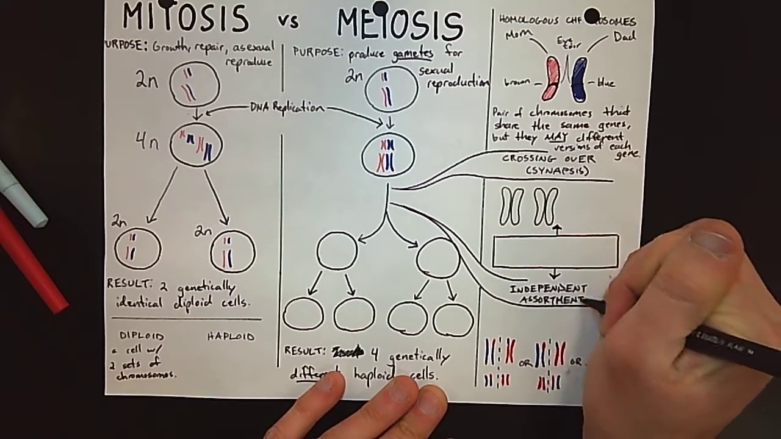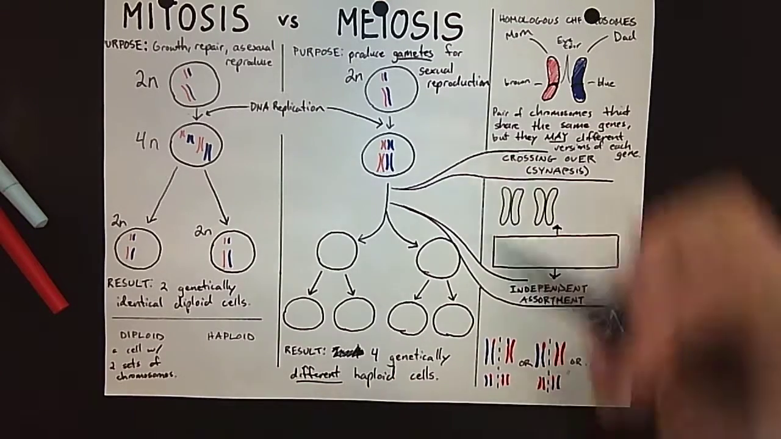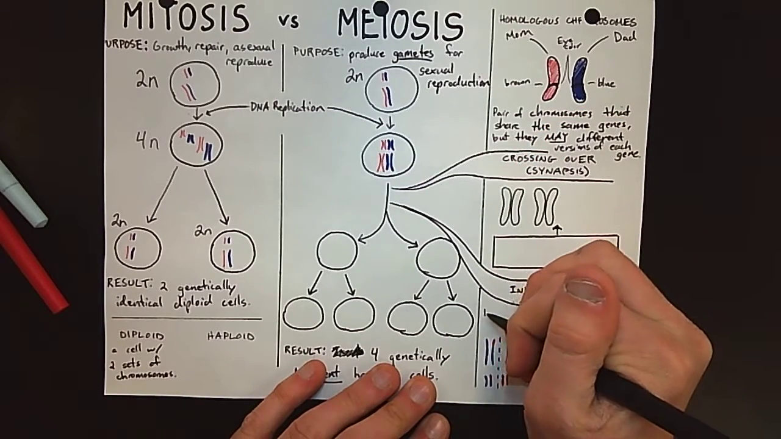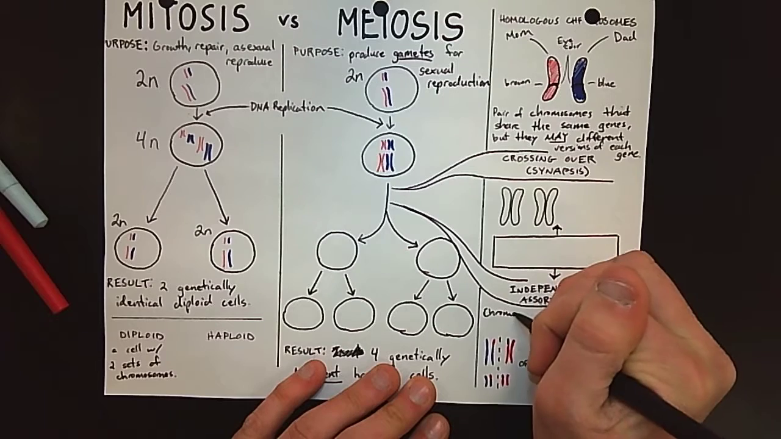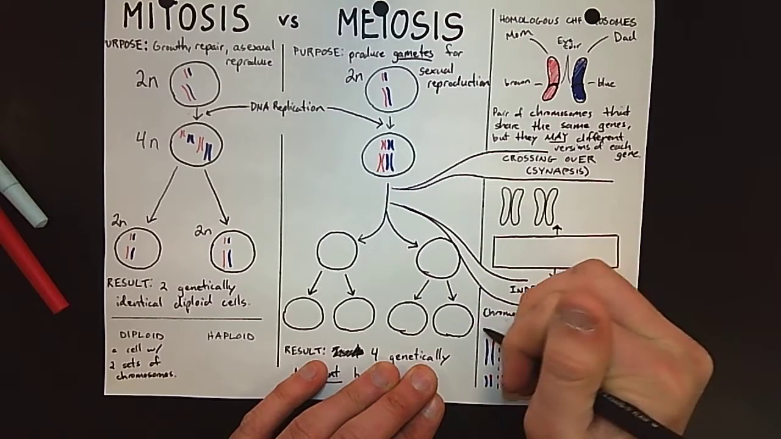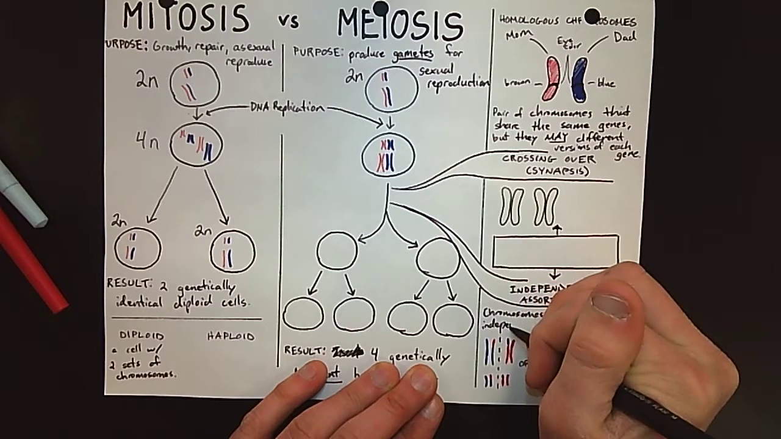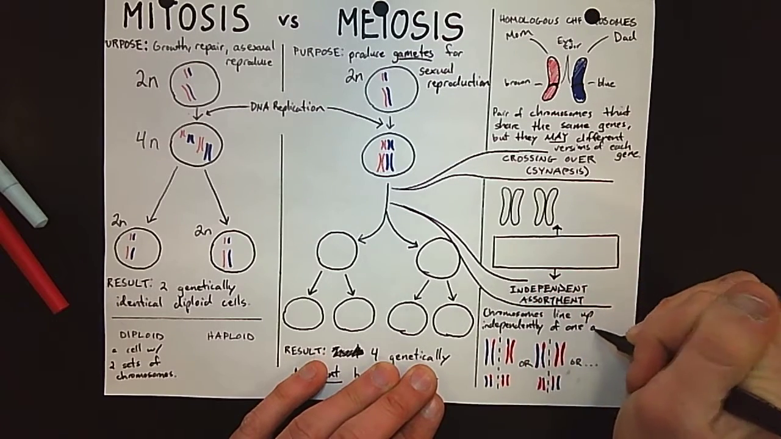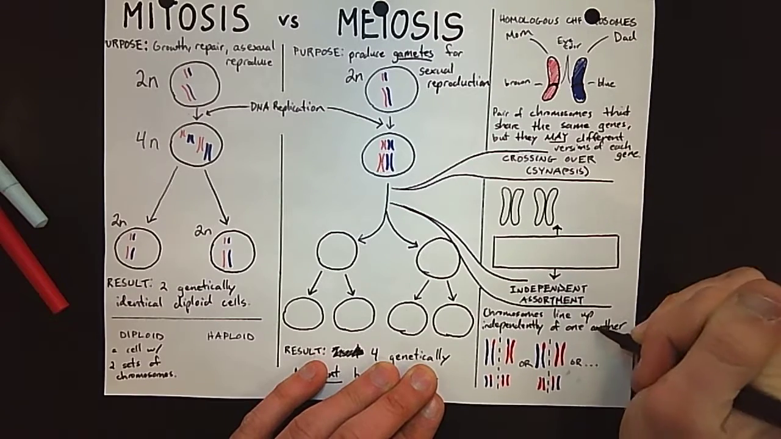Okay. And independent assortment is the fact that the chromosomes line up, but how they line up. So chromosomes line up independently of one another. So what does this mean?